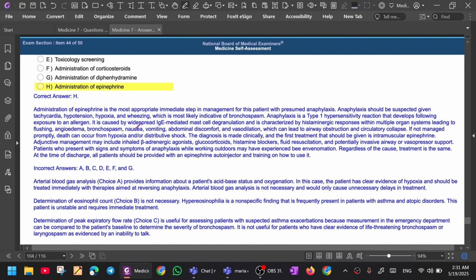The diagnosis is made clinically, and the first treatment that should be given is intramuscular epinephrine. Adjunctive management may include inhaled beta agonist, glucocorticoid, antihistamine, fluid resuscitation, and potentially invasive airway or vasopressor support. Patients who present with signs and symptoms of anaphylaxis while working outdoors need evaluation regardless of the cause. Treatment is the same. At the time of discharge, all patients should be provided with an epinephrine auto-injector and training on how to use it.